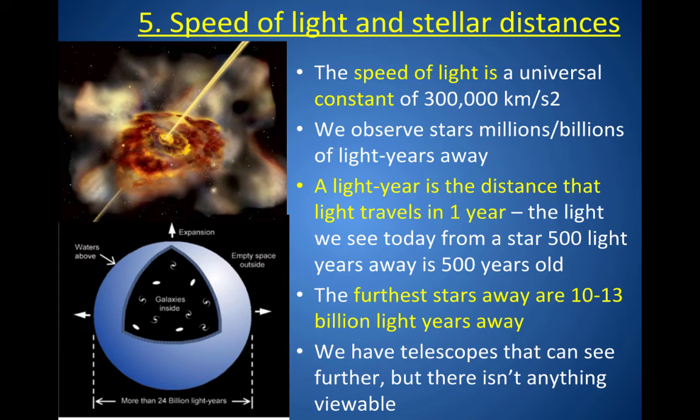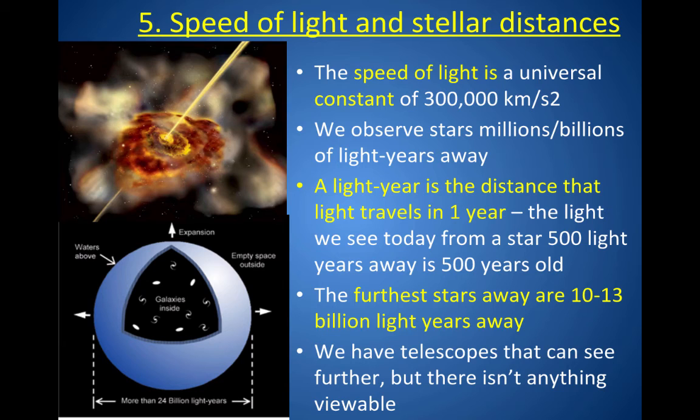Okay? When we look at something that's 500 light years away, or 600 light years away, or a million light years away, that's not only looking at something that's far away, it's also looking at something that's that old. If something is 500 light years away, when the light gets to us, that light has been traveling for 500 years, which means that the light we see is 500 years old, which means that we're observing the thing as it was 500 years ago. It might not be there by now.